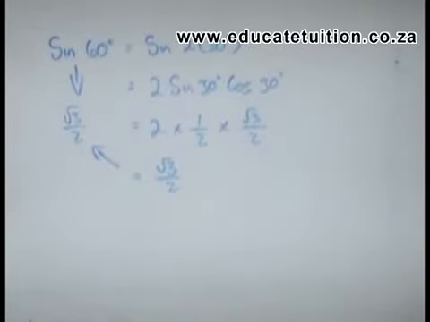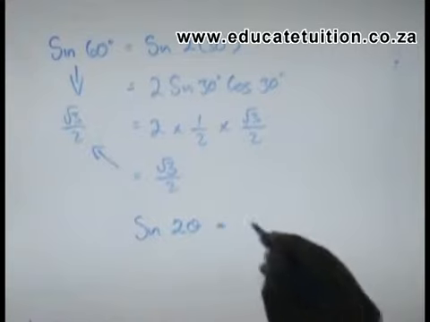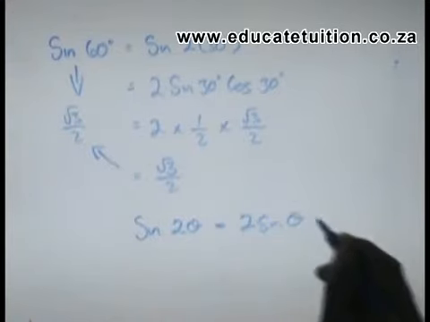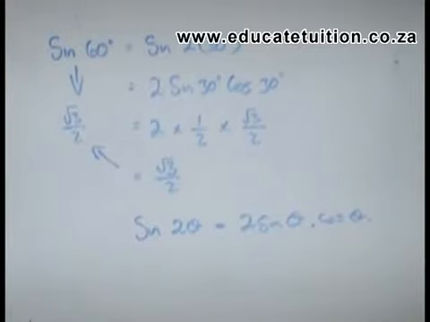This is just an application of that. Most of the time though you will have it in the form sine of 2 theta, which then becomes 2 sine theta times cos theta.